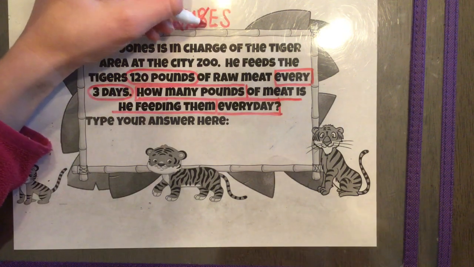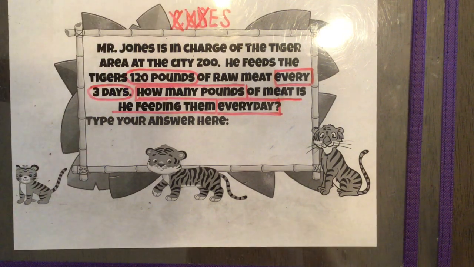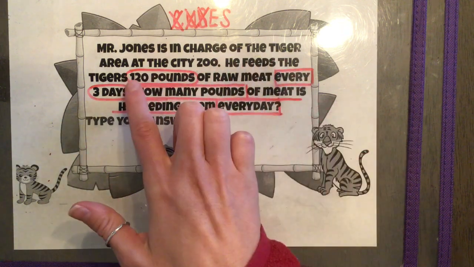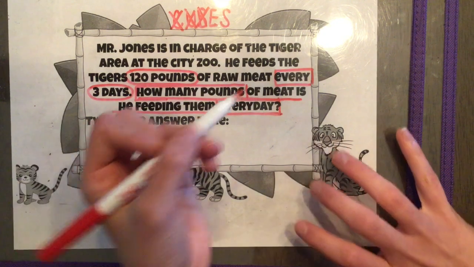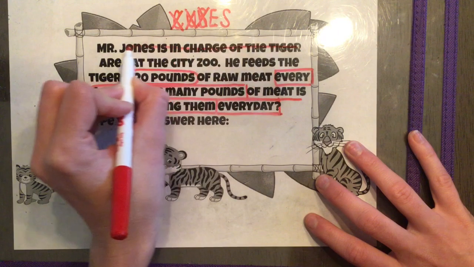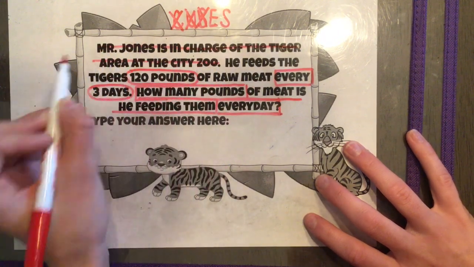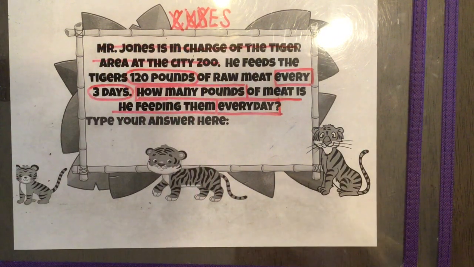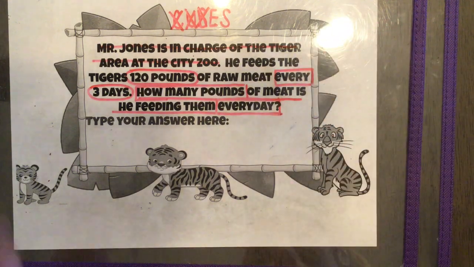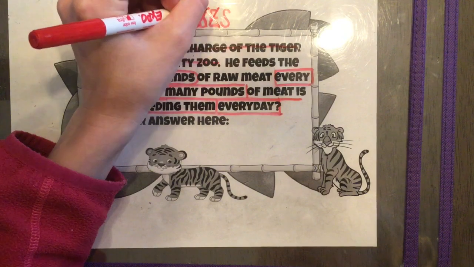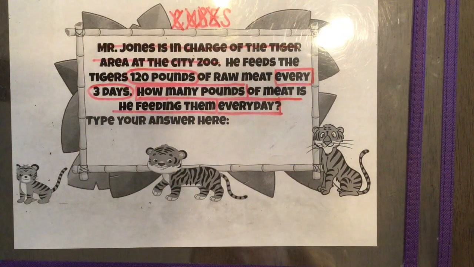Now I do see a sentence that I can just eliminate. I really don't need that first sentence where it says, Mr. Jones is in charge of the tiger area at the city zoo. I don't really need to know that he's in charge of that tiger area. So if you would like, you can cross out or eliminate that sentence. The rest of the word problem is the most important part. All right, so I'm going to cross out my E to show that I've eliminated the unimportant information, and then my last step is to solve.